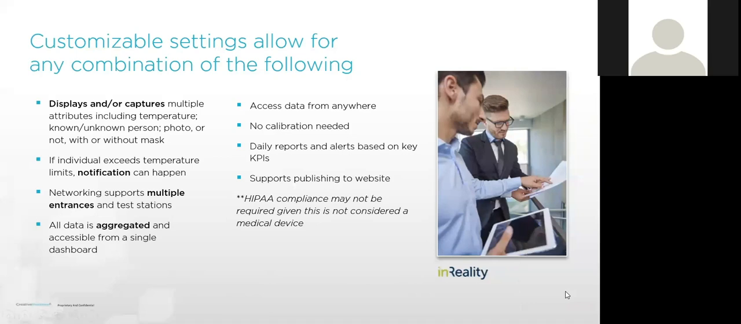You have customizable settings that allow for any combination of the following. Displays, captures multiple attributes: temperature, whether it's a known or unknown person, a photo, with or without a mask, or not. Once it captures the data, you can also create a notification event. Mike McKim comes into the office this morning, takes his temperature at 9:17. Mike has a 102 temperature. The device can be set up to email Mike's boss immediately.